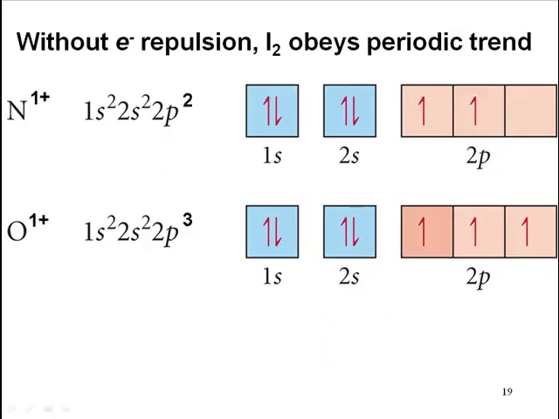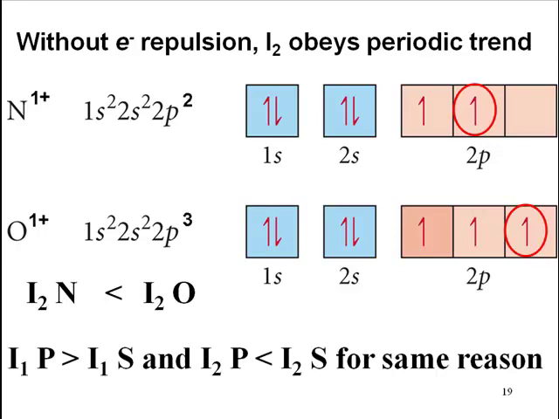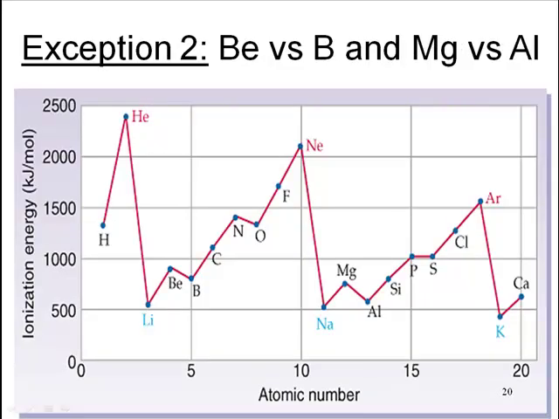Without electron repulsion, I2 obeys the periodic trend. Okay? So for nitrogen and oxygen, again, if this was N plus 1 and O plus 1, and then the P and S, the P and S is for the same reason. It has to do with electron pair repulsion.